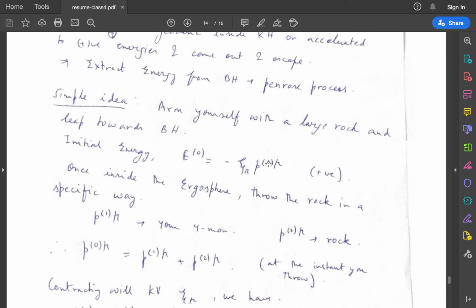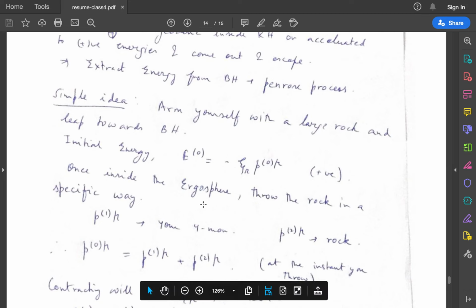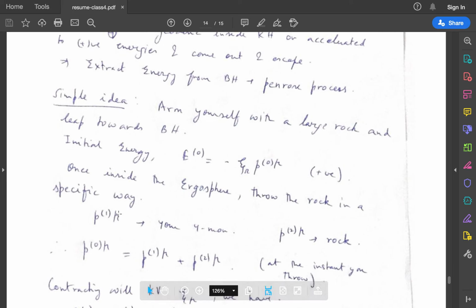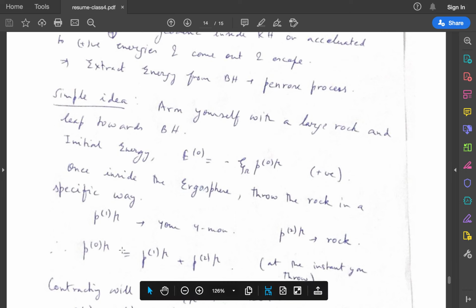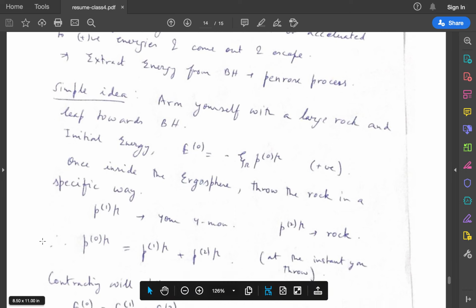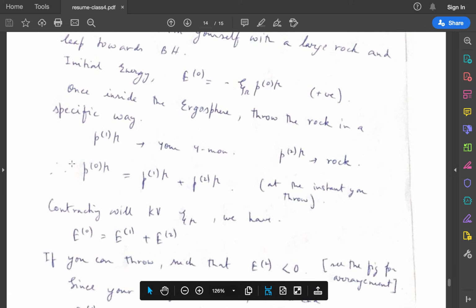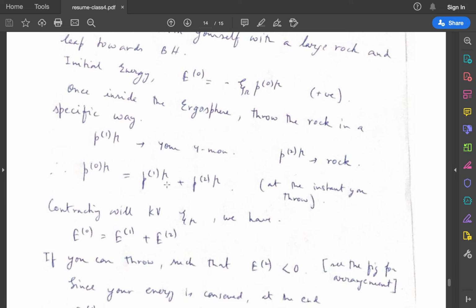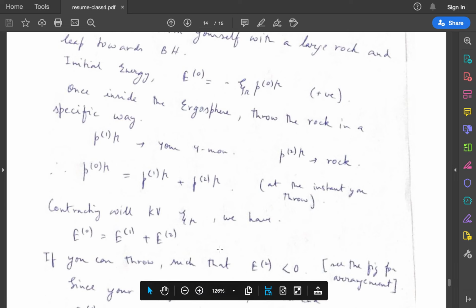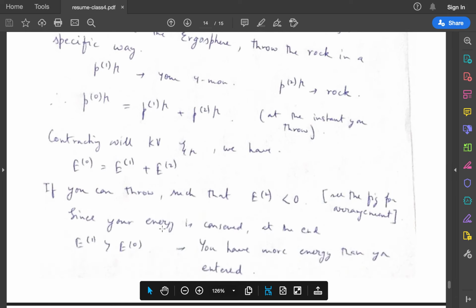This was the momentum, energy, four-momentum with me and the rock, and now when I have thrown it, my four-momentum is p1 mu, and the rock momentum is p2 mu. From the conservation of momentum, we have this condition at the instant I have thrown the rock. Now I can contract this equation with the Killing vector zeta mu, and I will get E0 equal to E1 plus E2. So you can throw the rock such that this E2 is less than 0, because inside the ergosphere energy can be negative.